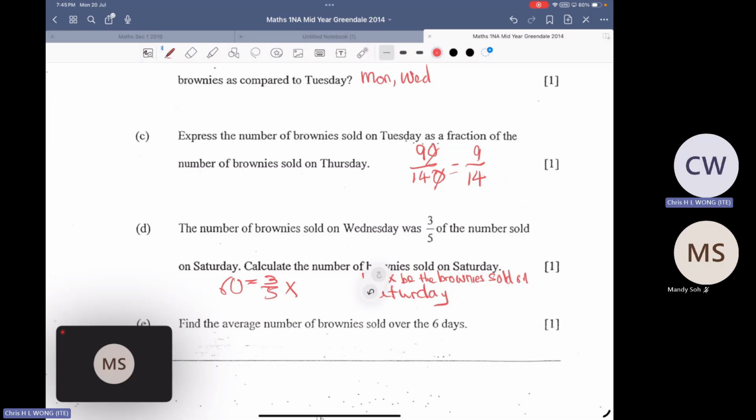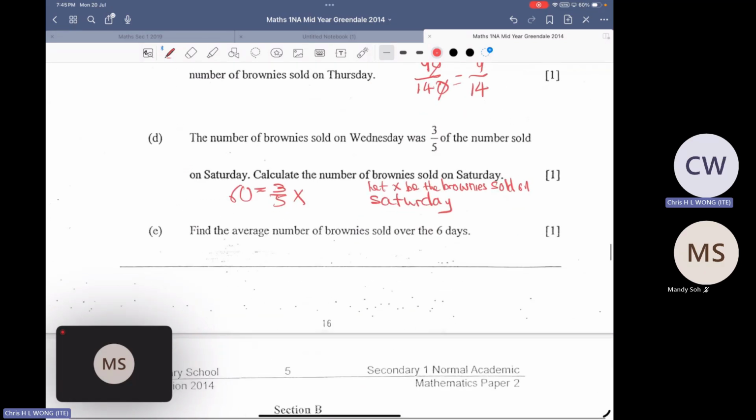60 times 5 divided by 3. So 60 equals 3/5 X. So it will be 60 times 5 divided by 3 equals X, right? 60 times 5, 5 times 6, 30, 300. 300 over 3 equals X. X equals 100. So this is 100.